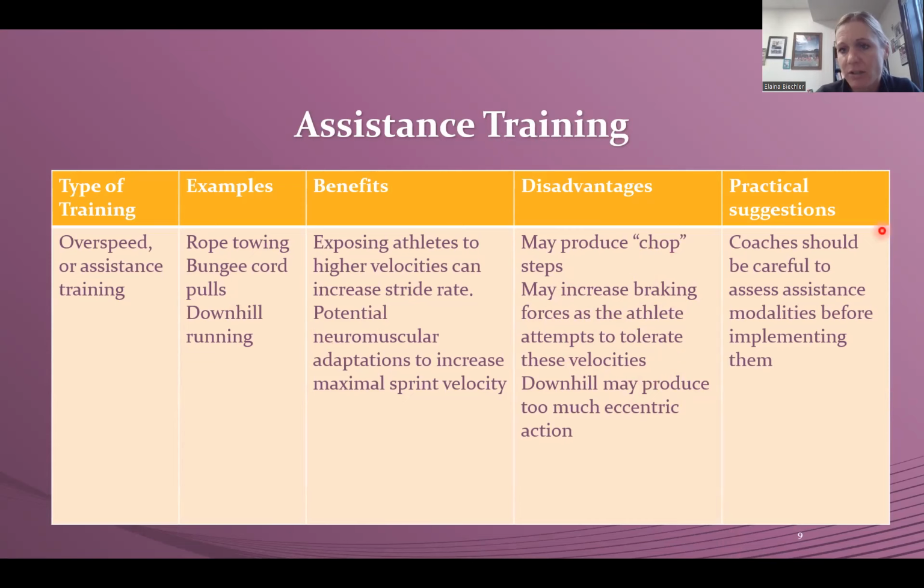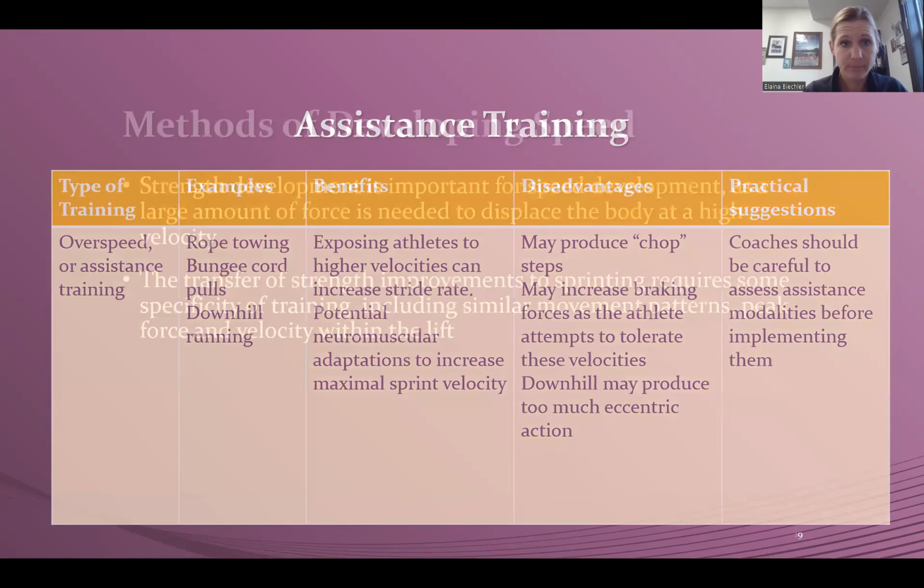Okay. Practical suggestions. Coaches should be careful to assess assistance modalities before implementing them. So again, we want to think about this. Not a lot of research supports huge gains with this type of training. Like I said, just a very small downhill or a small tailwind might be enough, even from a psychological perspective, to help an athlete push through and improve their strength or speed in that regard. But there's not a lot from the scientific perspective to say, yes, everyone should be doing this, once a week or anything like that.